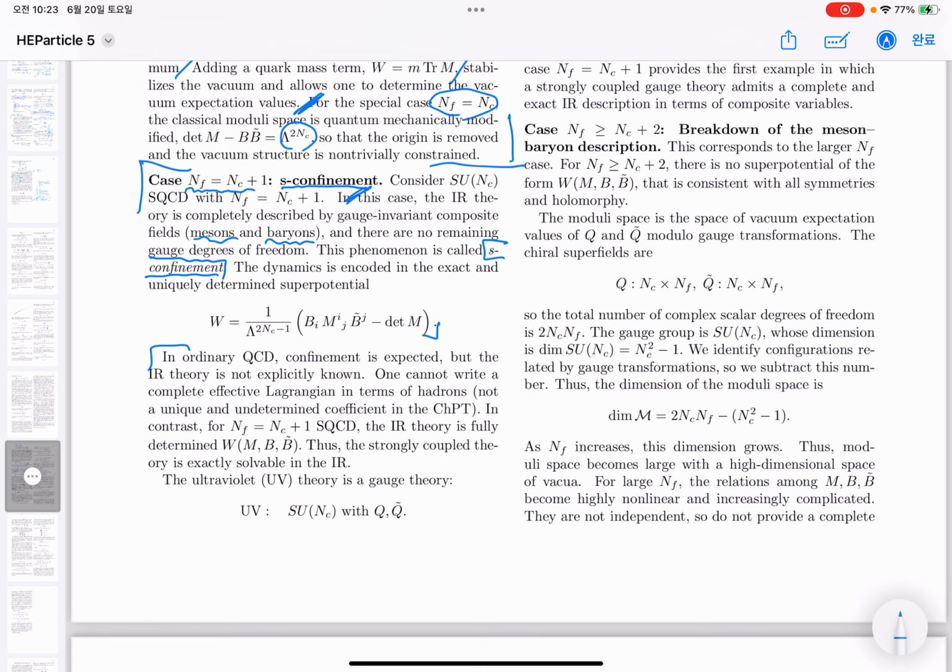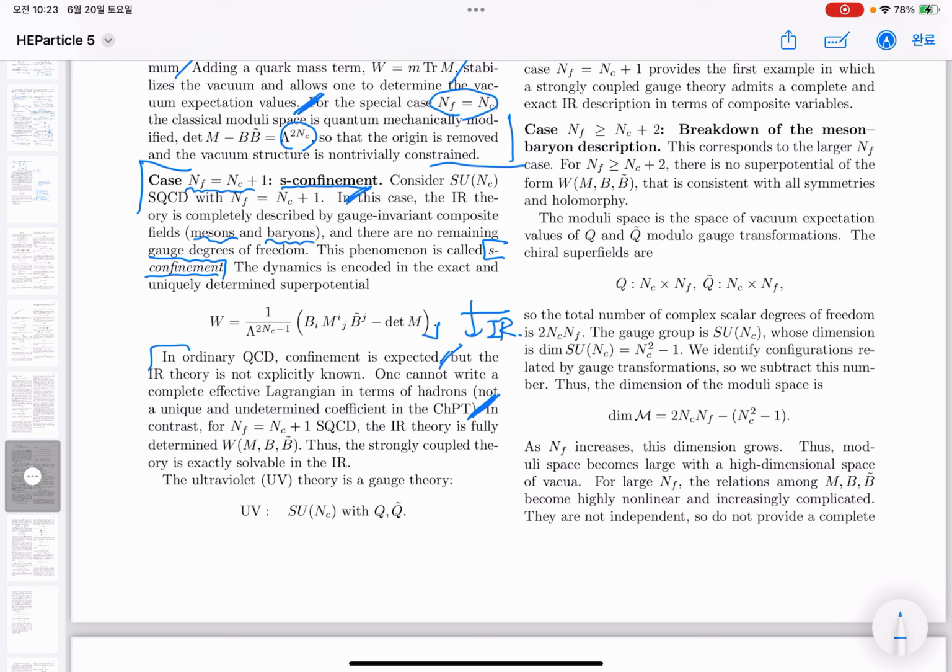Let's think about ordinary QCD, the non-supersymmetric theory. There is also confinement that is expected, when the energy is lower than the QCD confinement scale. But the IR theories are not explicitly known. We don't know the exact theory. One cannot write the complete effective Lagrangian in terms of the hadrons, and the coefficients are undetermined and not unique in such a perturbation theory in non-supersymmetric QCD.